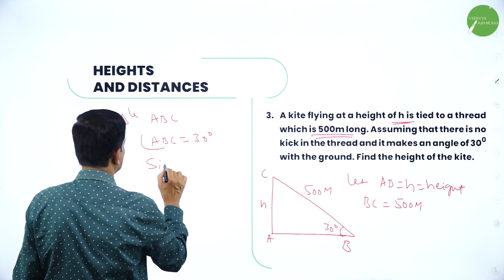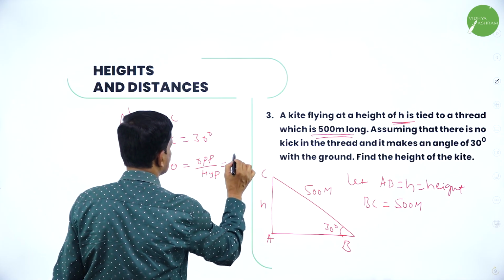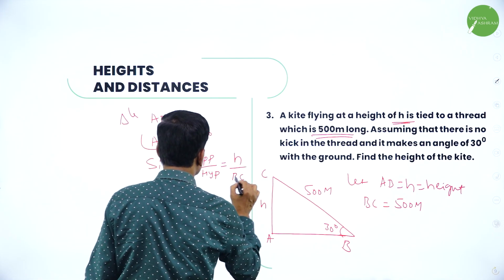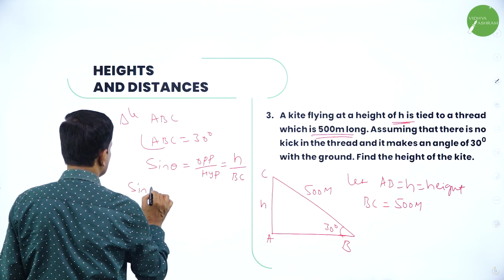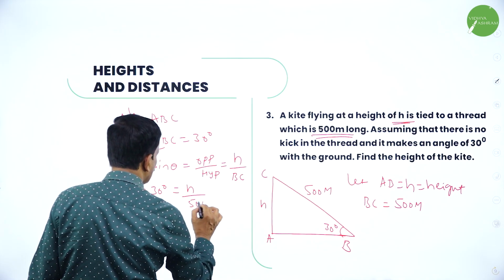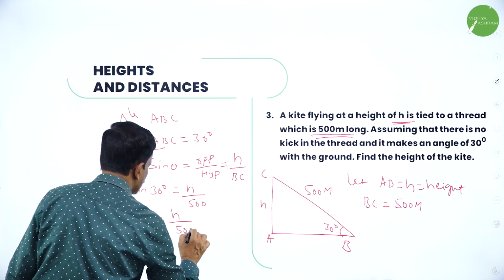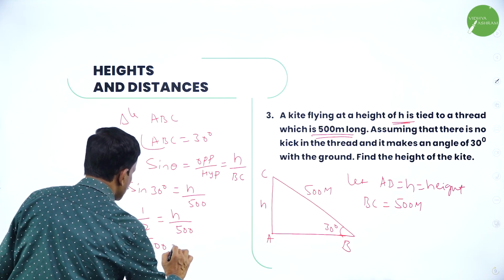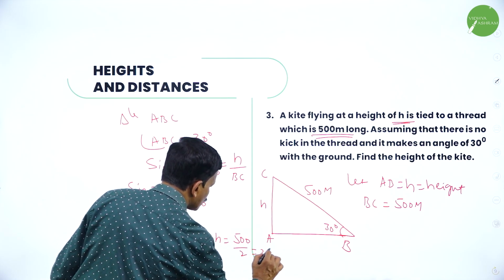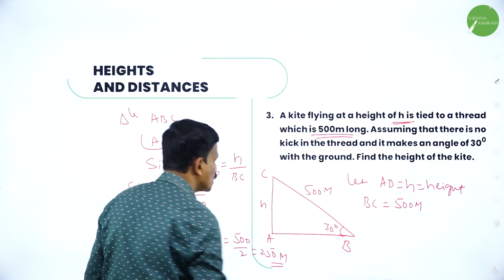What is sine theta? Opposite divided by hypotenuse. Opposite is h, hypotenuse is the distance from B to C. What is angle theta? 30 degrees. Sine 30 is equal to h divided by BC, which is 500. Now what is sine 30? 1 by 2. So 1 by 2 is equal to h by 500. Cross multiply it. 500 is equal to 2h. Therefore h is equal to 500 divided by 2, which is 250. So 250 meters is the height of the kite.